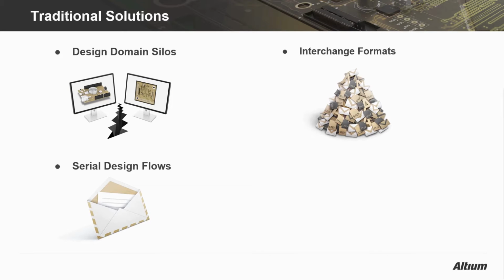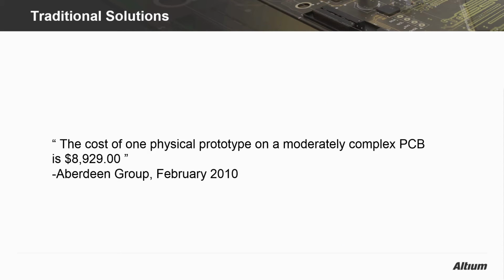We play the waiting game with serial design flows, and ultimately we have to redesign and respin board after board because it just does not fit in the box or the assembly. Take this into account: the cost of one physical prototype on a moderately complex PCB is nearly $9,000. Tell me there's a better way to do this.